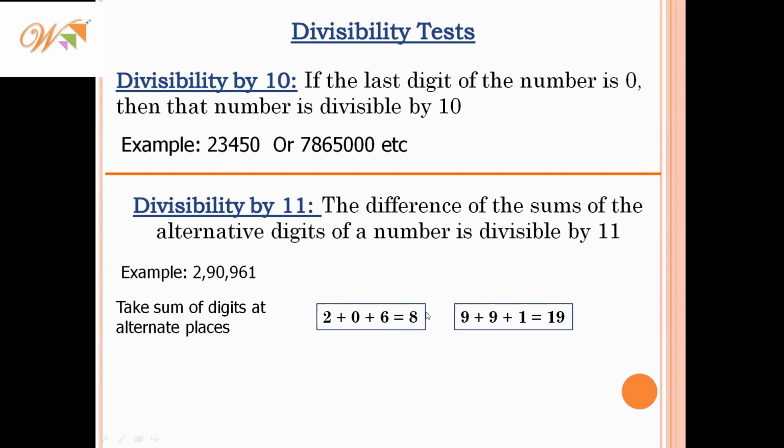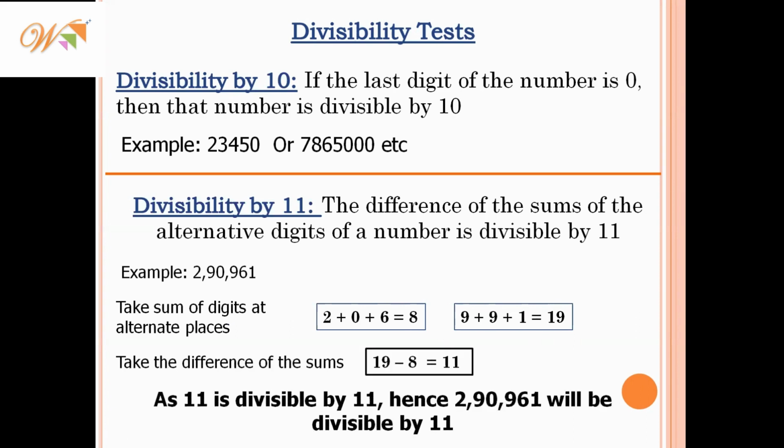The sums that I have got for the alternate digits are 8 and 19. Now, I have to find the difference. 19 minus 8 is 11. Is 11 divisible by 11? Yes, of course. So, the full number 290961 is divisible by 11.